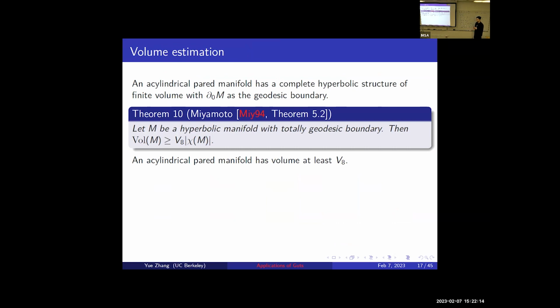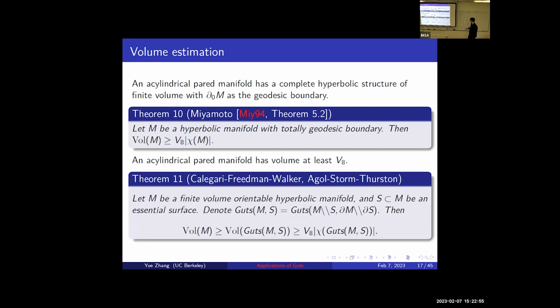It's because when you have a pair gut, you can have some volume estimation. Miyamoto says that if N is a hyperbolic manifold with totally geodesic boundary, and also the pair gut has totally geodesic boundary, then the volume of that hyperbolic manifold is greater than or equal to V8 times the Euler characteristic of N. And because usually the Euler characteristic of N is less than 0, you can at least have some positive bound.